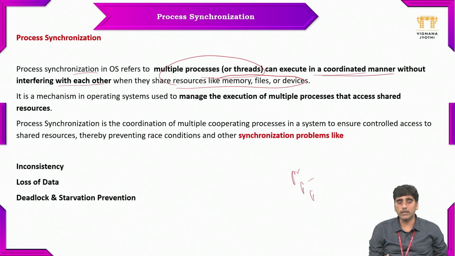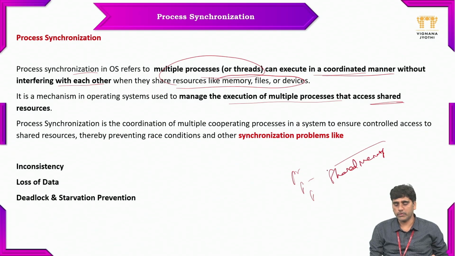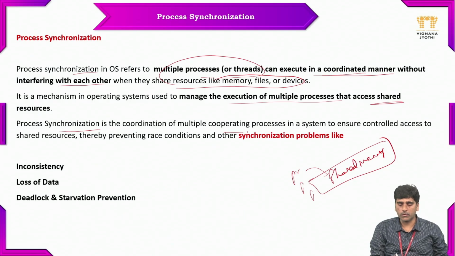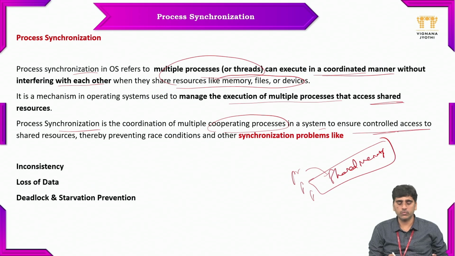It is a mechanism in the operating system used to manage the execution of multiple processes that access shared resources. If you want to access the shared memory, they have to cooperate with each other. Process synchronization is the coordination of multiple cooperating processes in a system to ensure controlled access to shared resources, thereby preventing race conditions and other synchronization problems.